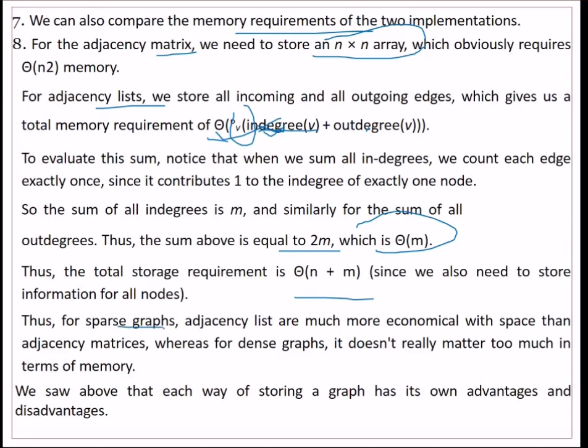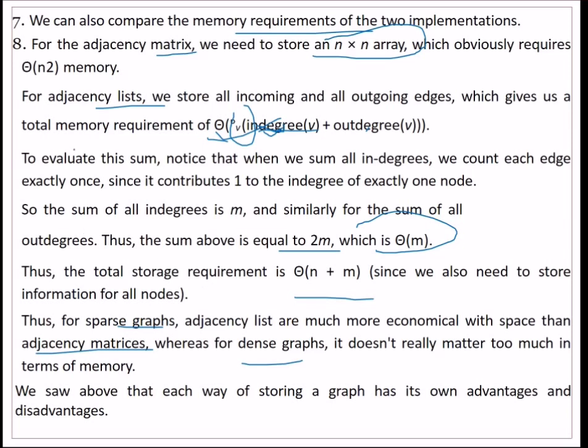For sparse graphs, adjacency lists are much more economical with space than adjacency matrices. Whereas if we talk about a dense graph, it doesn't really matter too much in terms of memory.